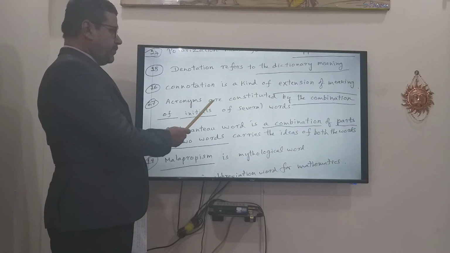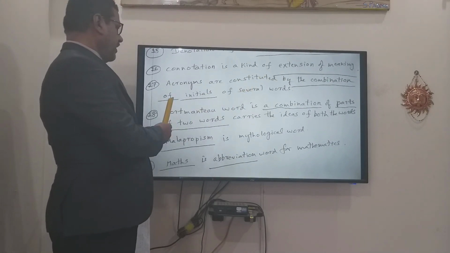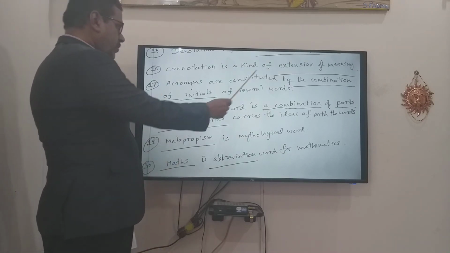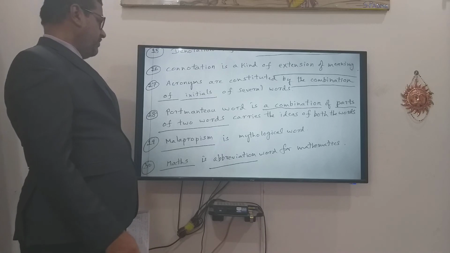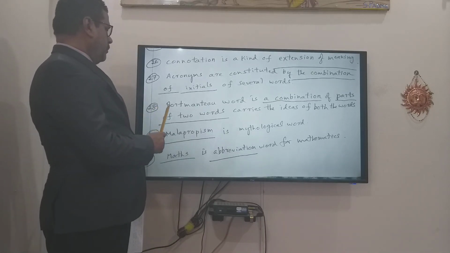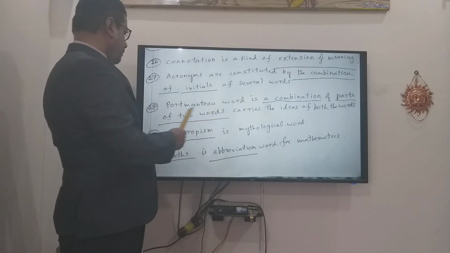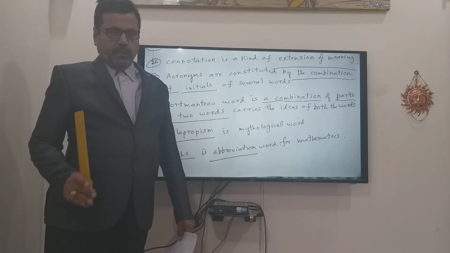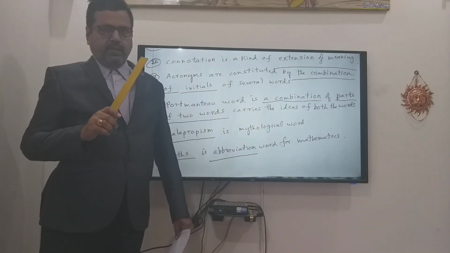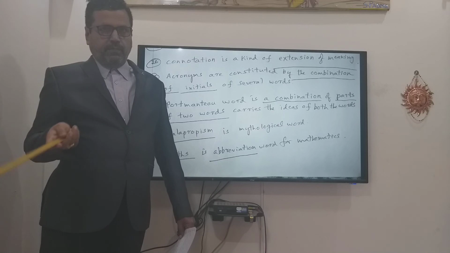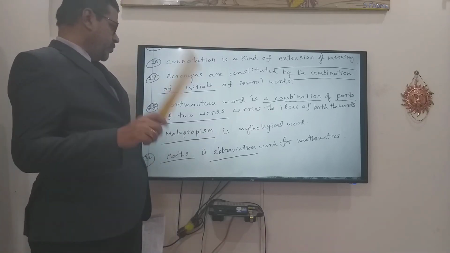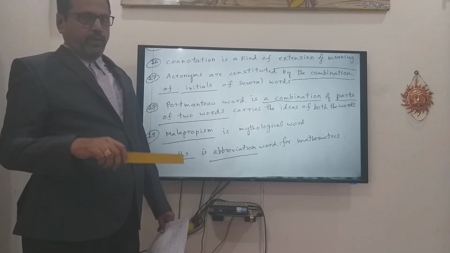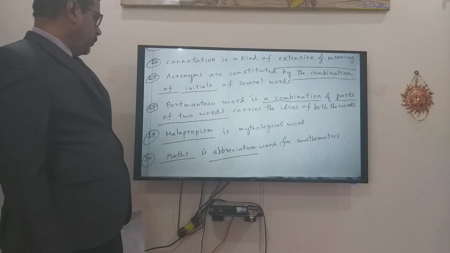Next one, acronyms are constituted by the combination of initials of several words. You know everything. So it's a combination of initials of several words. Next, 28. Portmanteau word is a combination of parts of two words, carrying ideas of both words. For example, brunch, from breakfast and lunch. Similarly, there are so many words. Motel, from motor and hotel. It is a portmanteau word.